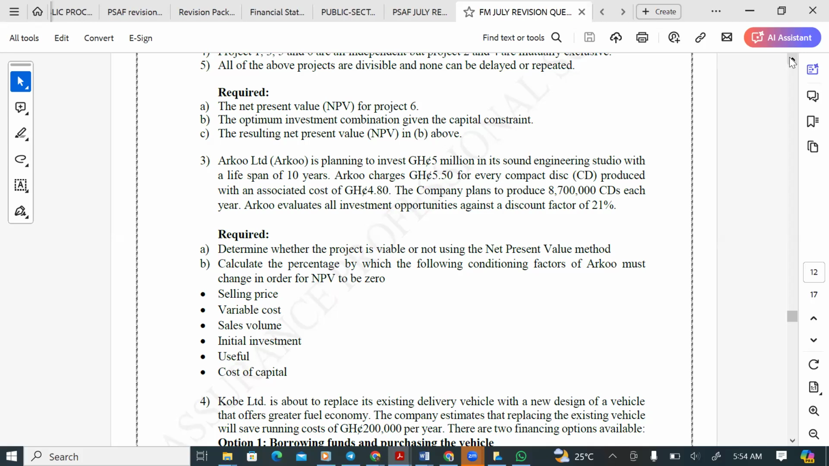Required. A. Determine whether the project is viable or not using the NPV method. B. Calculate the percentage by which the following condition factors of Arco must change in order for NPV to be zero: selling price, variable cost, sales volume, initial investment, useful life, cost of capital.